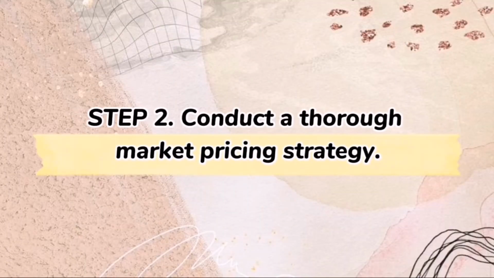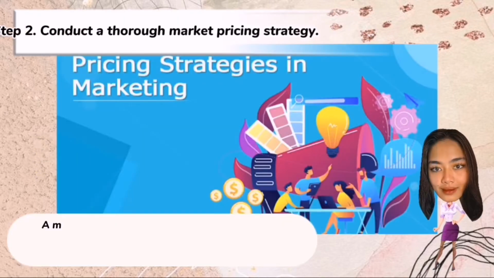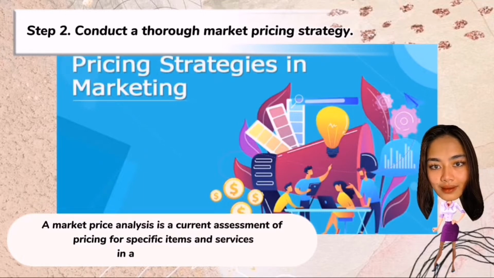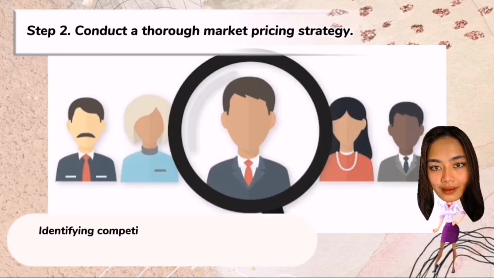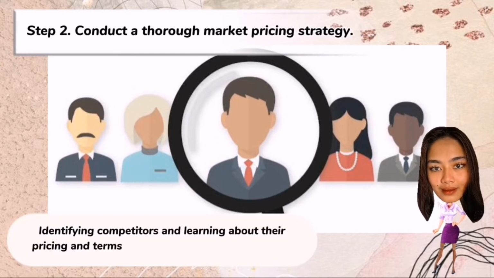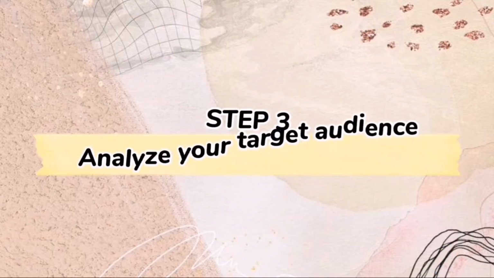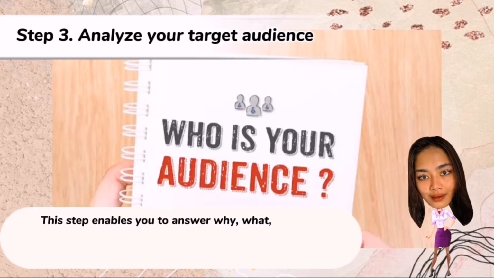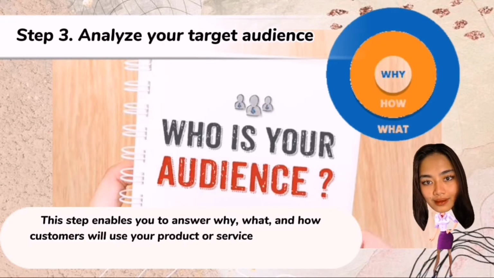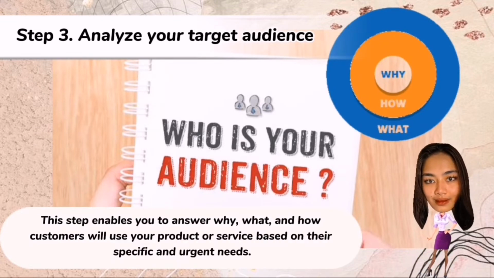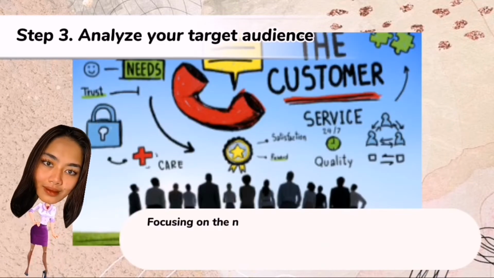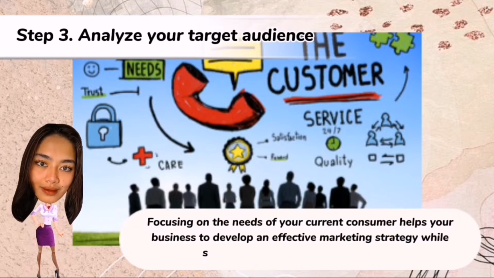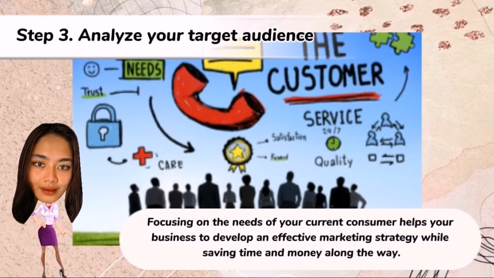Step 2. Conduct a thorough market pricing strategy. A market price analysis is a current assessment of pricing for specific items and services in a certain market. Identifying competitors and learning about their pricing and term is frequently part of the process. Step 3. Analyze your target audience. This step enables you to answer why, what, and how customer will use your product or service based on their specific and urgent needs. Focusing on the needs of your current customer helps your business to develop an effective marketing strategy while saving time and money along the way.